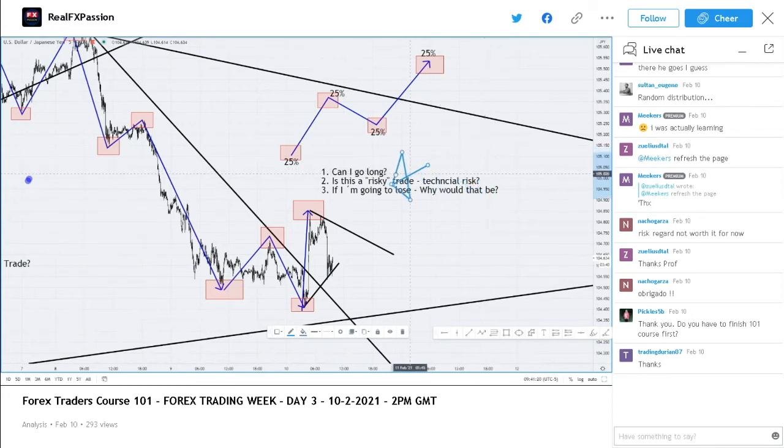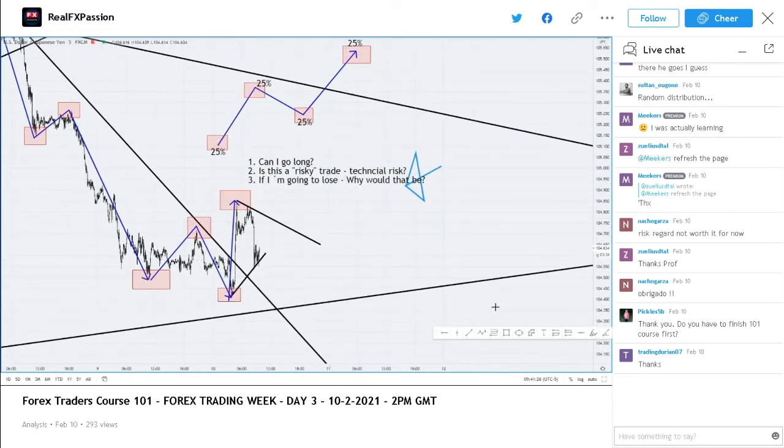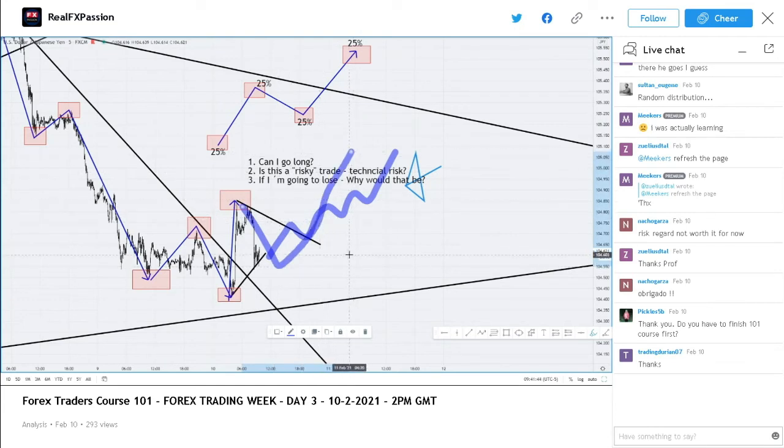Okay, and this is if I'm going to lose, everybody. It depends on how aggressive we are as traders. If you're an aggressive trader, everybody, you can go long, right? Now, if you are more of a conservative trader, then we are going to wait for the next and the next. Make sense?